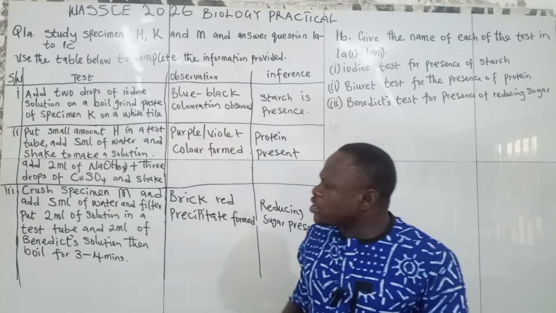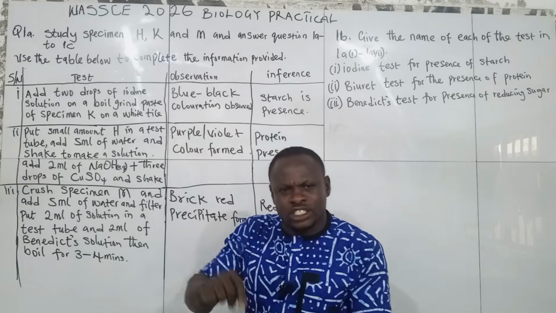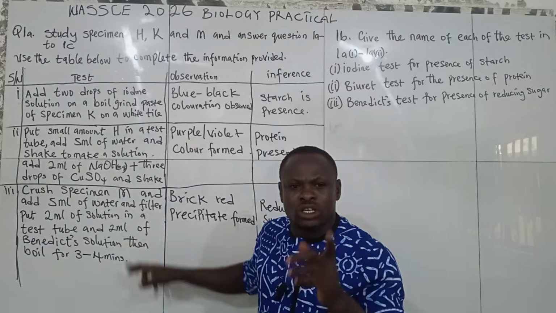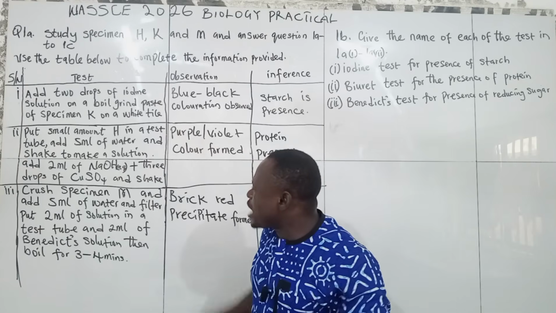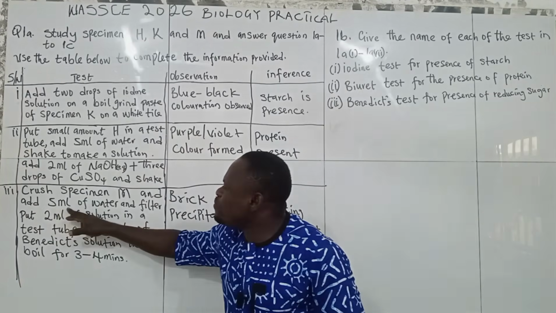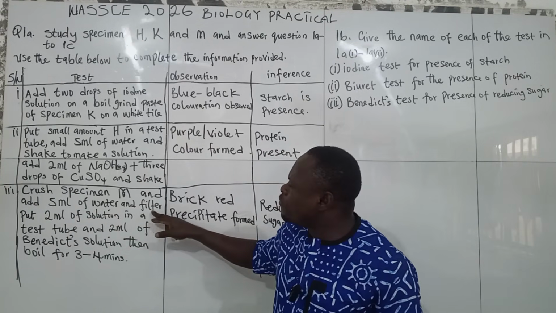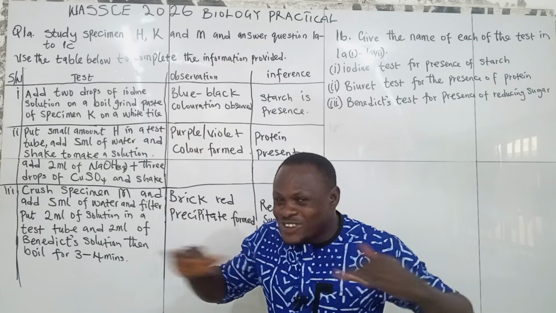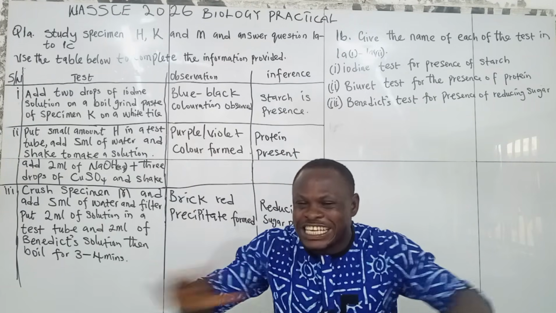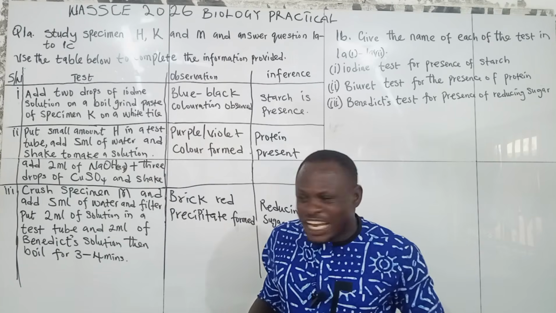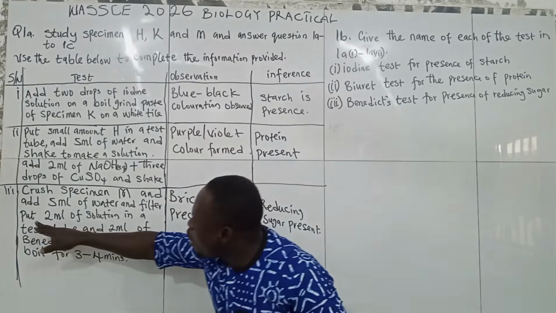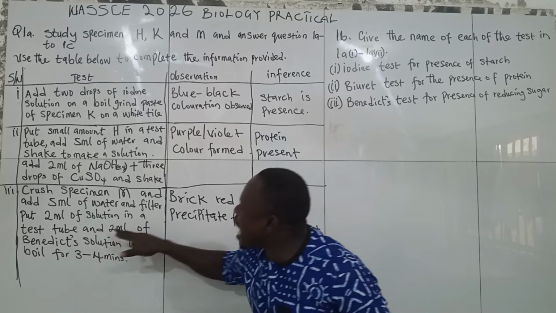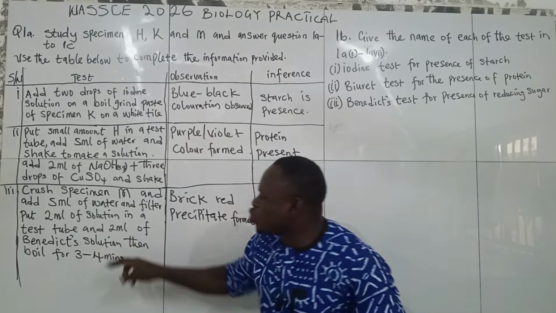What you need to do is crush that fresh tomato fruit. When you crush specimen N, which is a fresh tomato fruit, add 5 ml of water and filter. There is a filter paper there. So this question, as you are seeing it, is something that is likable. You get that? And filter it. When you filter it, put 2 ml of solution in a test tube and add 2 ml of Benedict solution.